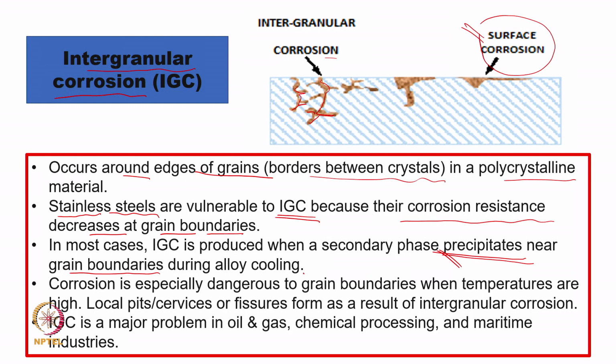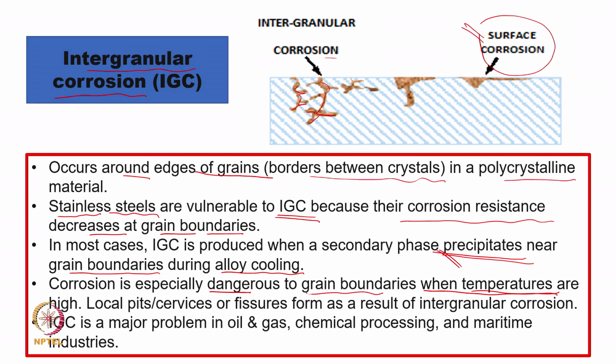So, most of the alloys during the cooling time find this kind of a problem, and naturally the corrosion will play a major role there. So, that is again a case of IGC. Now, another one is the temperature. If the temperature is on the higher side, this becomes a very fatal and major concern.